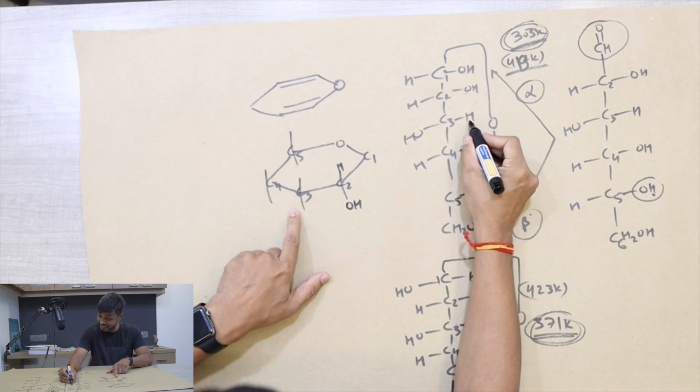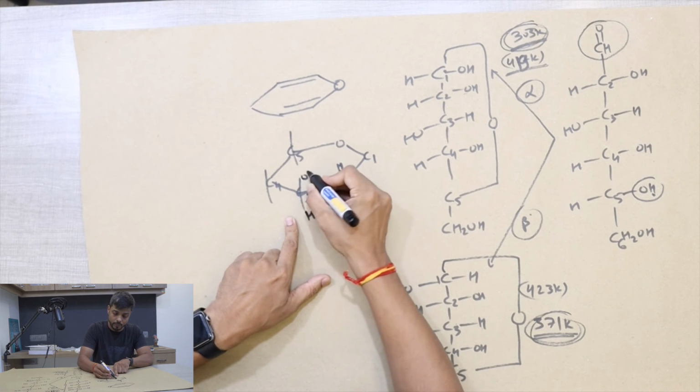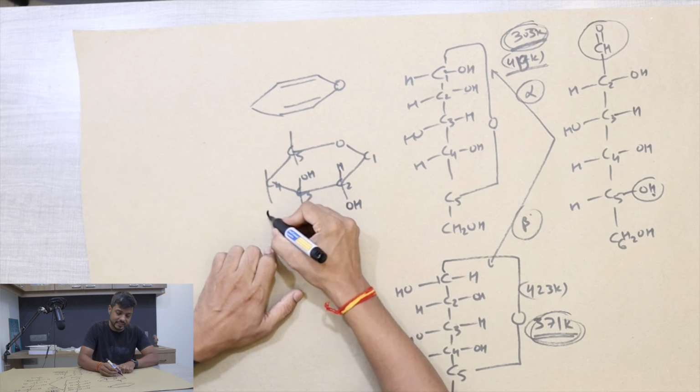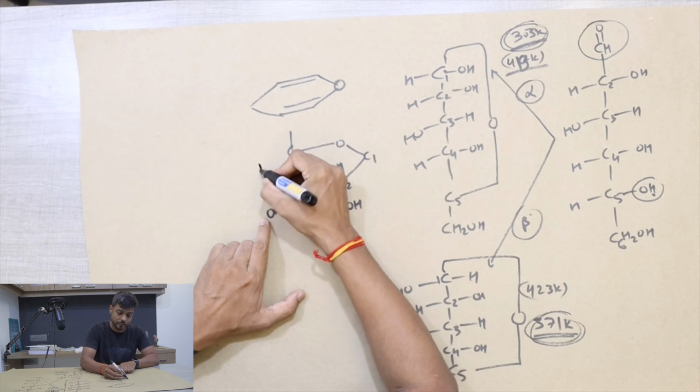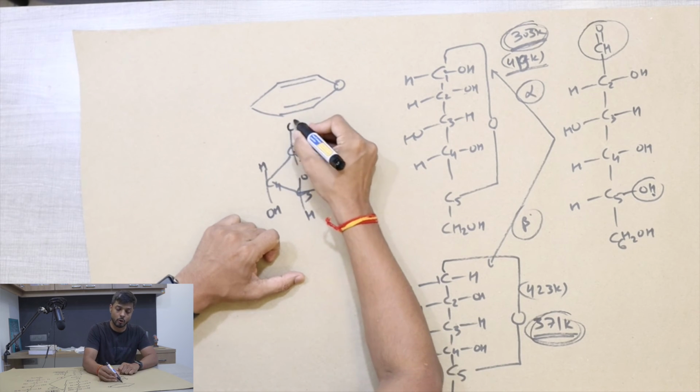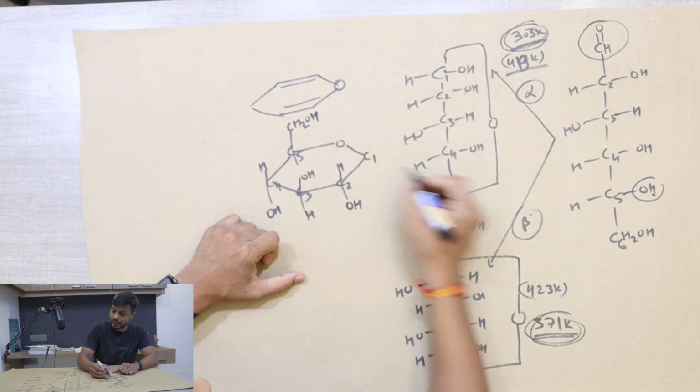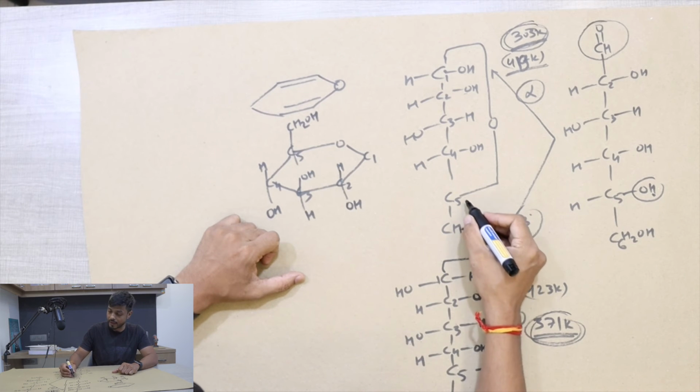Carbon number 3, H is on the right hand side. So H will come down, OH will come up. At carbon number 4, OH is on the right hand side. So it should come down and H will come up. Carbon number is fixed. We always have CH2OH at the top, and in the bottom we have 1, 2, 3.